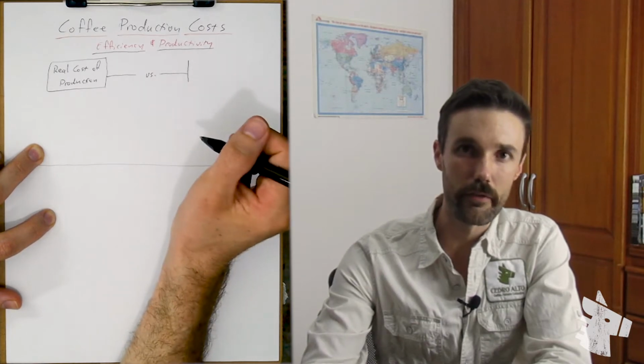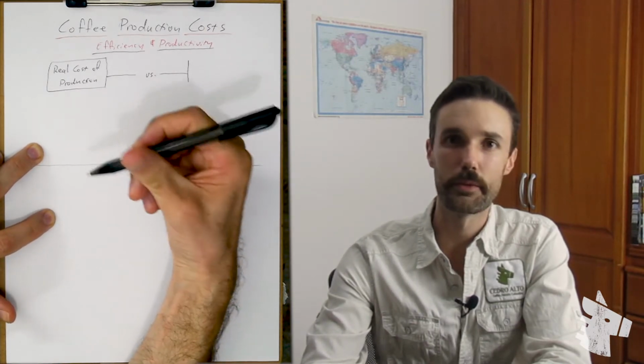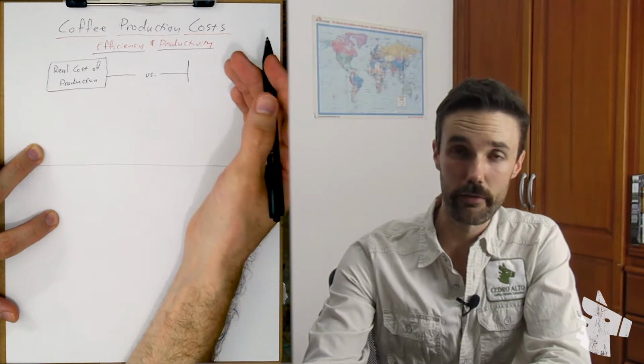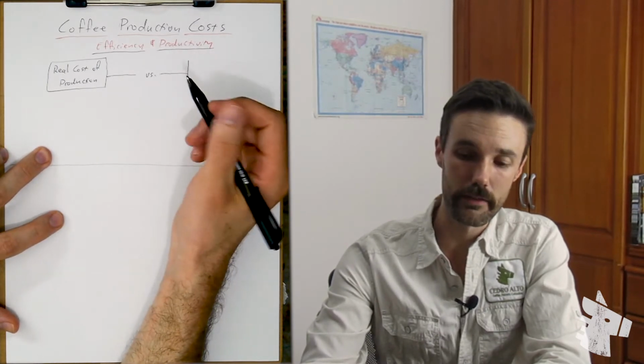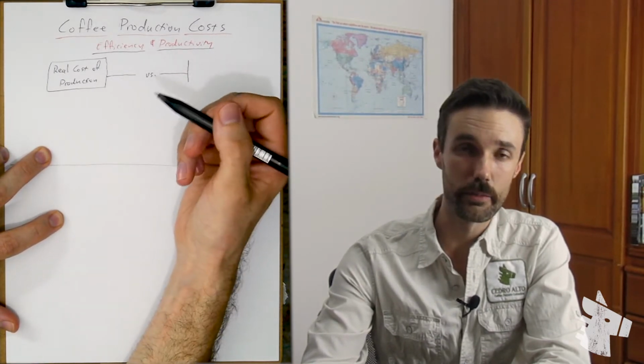So if someone is sourcing coffee, they want to know the production cost to be able to understand the farmer profit to make sure that farmers are earning enough to sustain themselves. The actual farmer's production cost is a good place to start.